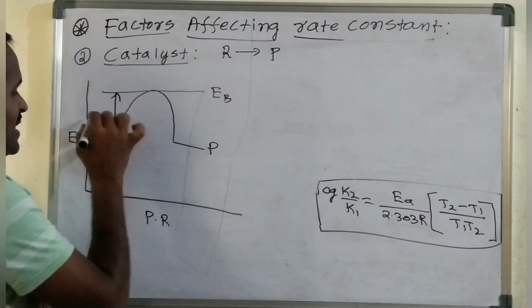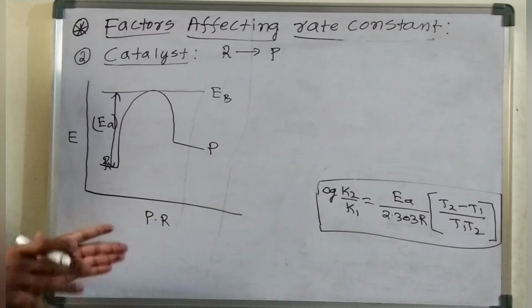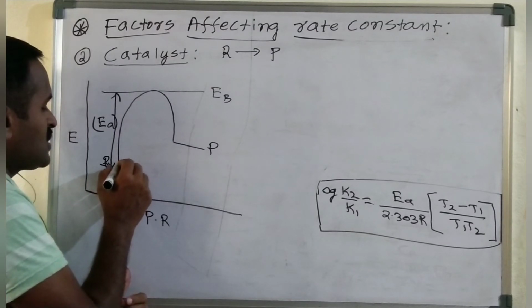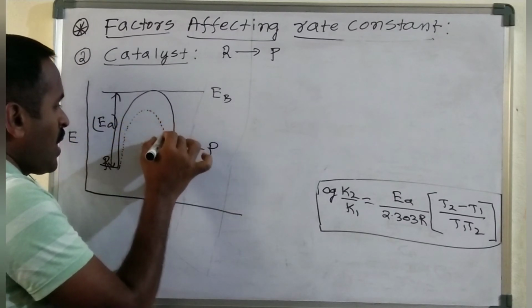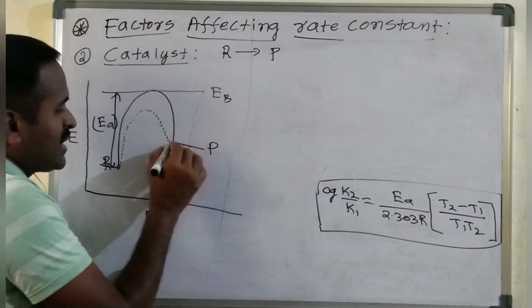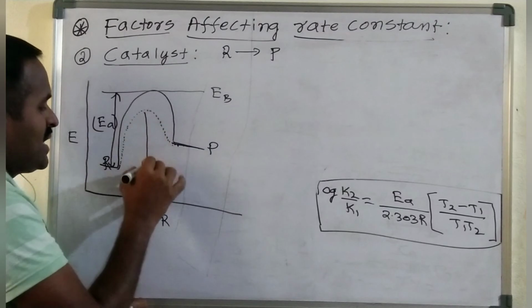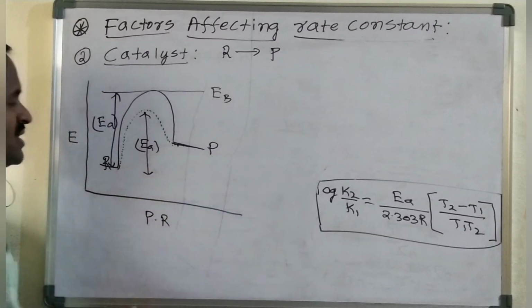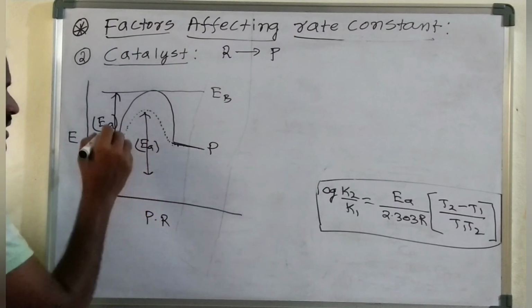Activation energy for the particular reaction. This curve is obtained whenever I am not using the catalyst, a straightforward direct reaction. If I am using the catalyst, I am going to get a curve like this. The products are going to be formed here, and this is the activation energy whenever I am using the catalyst.